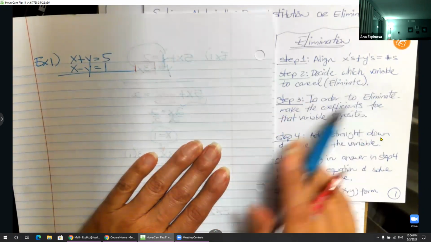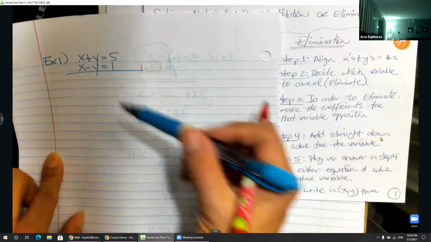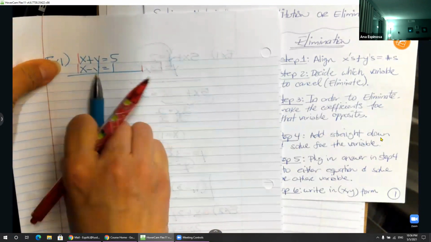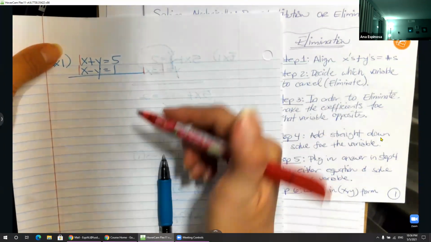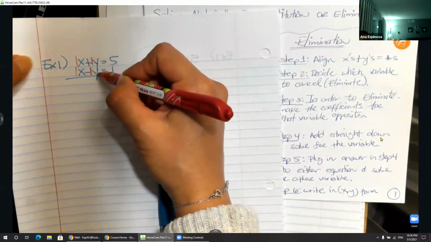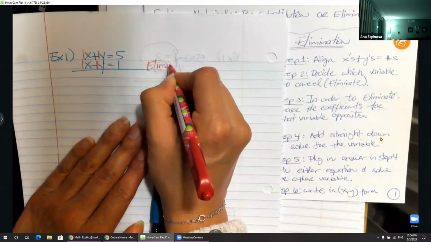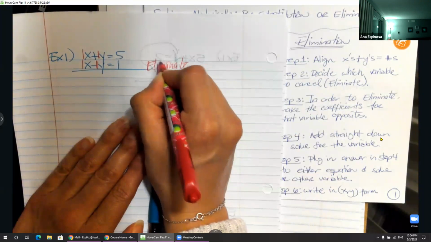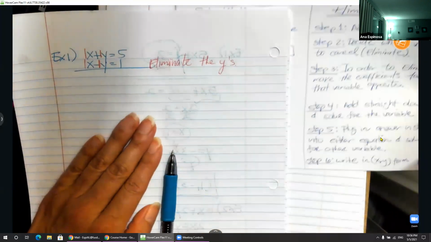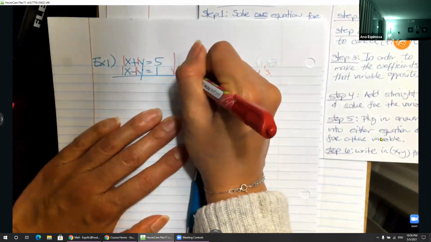Decide which variable to cancel. In order to eliminate, make the coefficients for that variable opposite. So if I look at my x's, are the coefficients opposites of each other? The answer is no. So let's move on to the y's. This is a positive 1. This is a negative 1. The answer is yes. So I'm going to eliminate the y's.